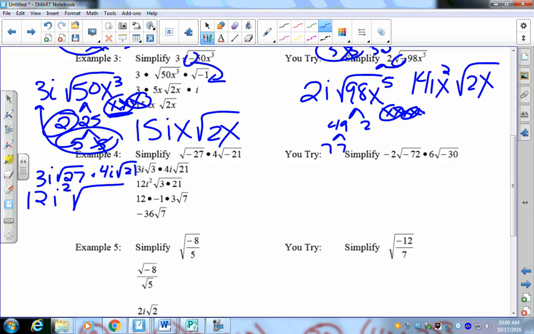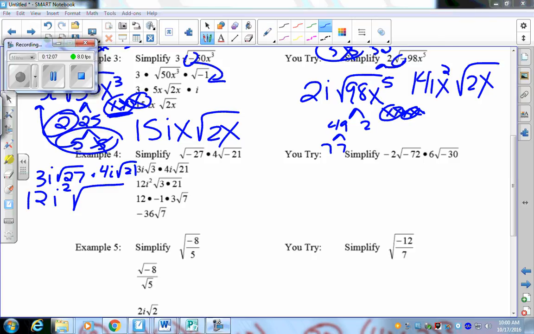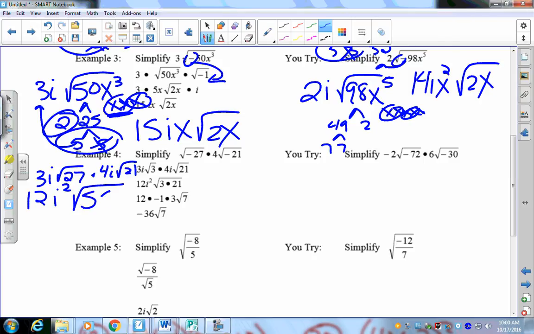times 21. Hold on. 567. And when I break that down, I can break it into 3 and 189, 3 and 63, 9 and 7, 3 and 3. All right, so I've got a group here, a group here. Okay, 3 times 3 gives me 9.